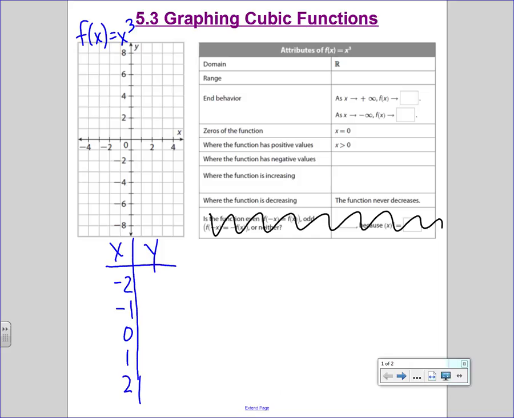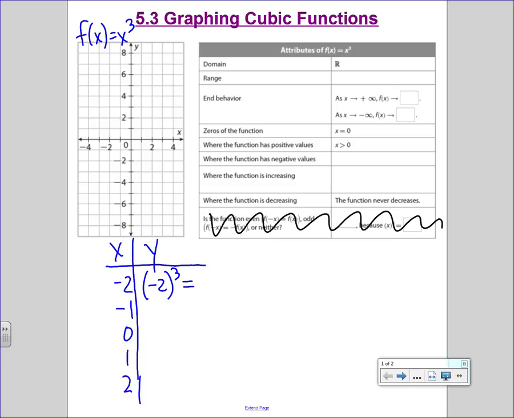So let's plug in these values that we have for x here: -2, -1, 0, 1, and 2. Let's plug them into the function f of x equals x cubed. So if we plug them in, then it will be -2 to the third power. So what is -2 times -2 times -2? What is that going to give us?